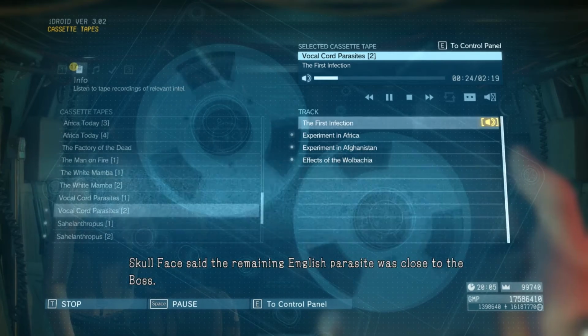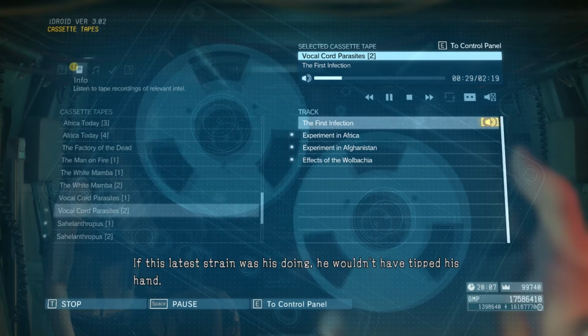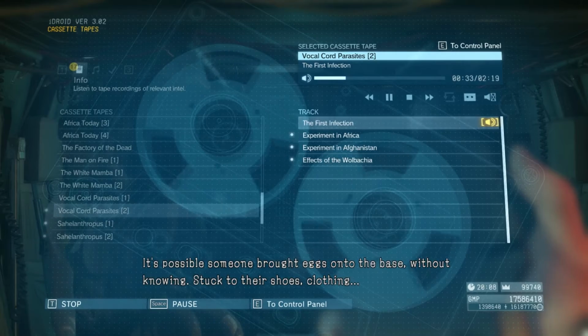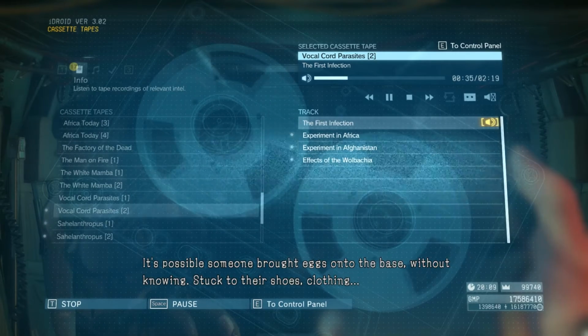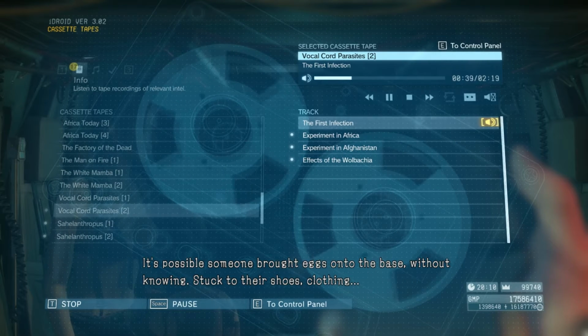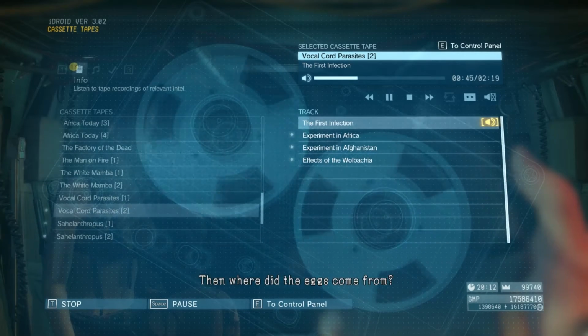Skullface said the remaining English parasite was close to the boss. If this latest strain was his doing, he wouldn't have tipped his hand. It is possible someone brought eggs onto the base without knowing, stuck to their shoes, clothing. Now, that makes the most sense to me. Then where did the eggs come from?